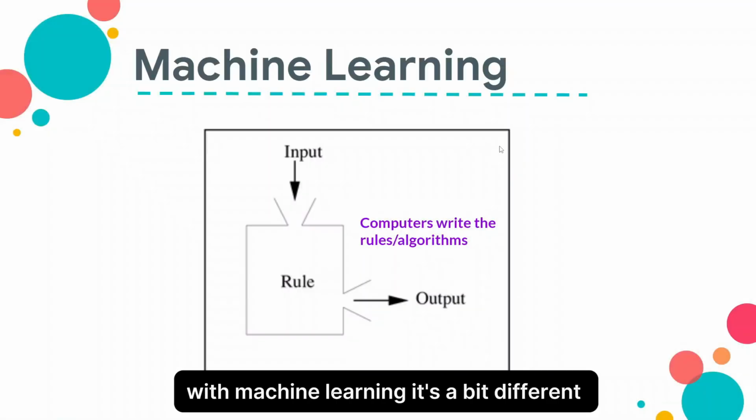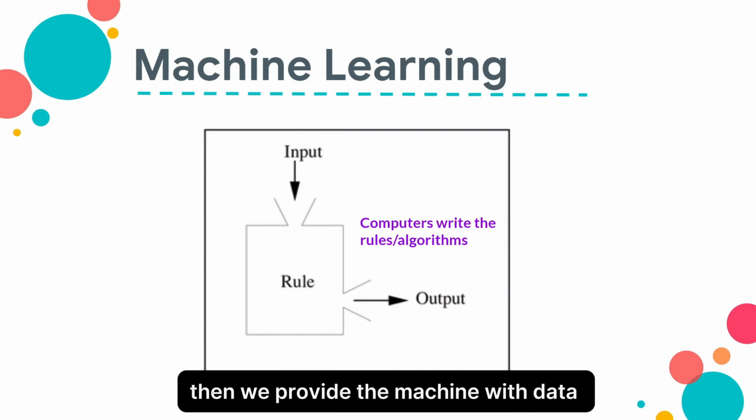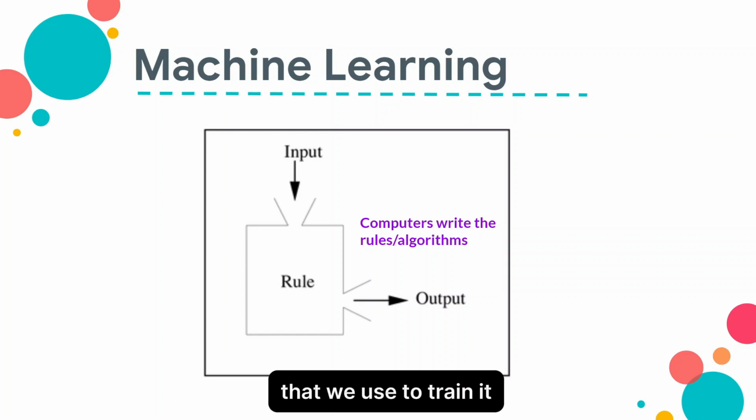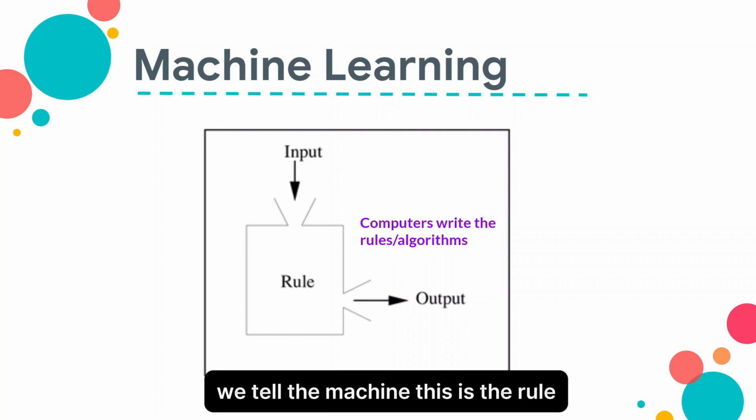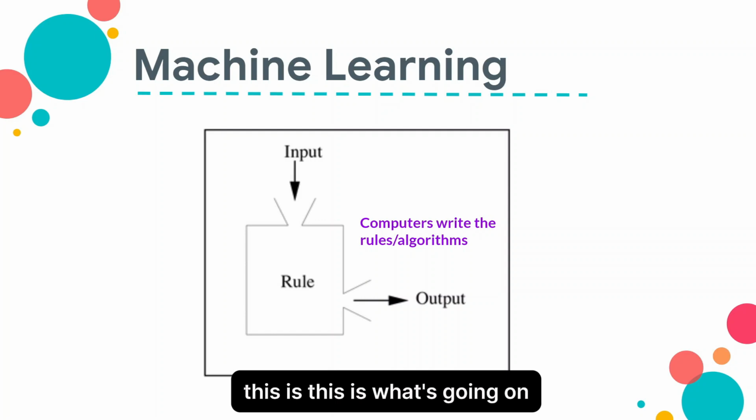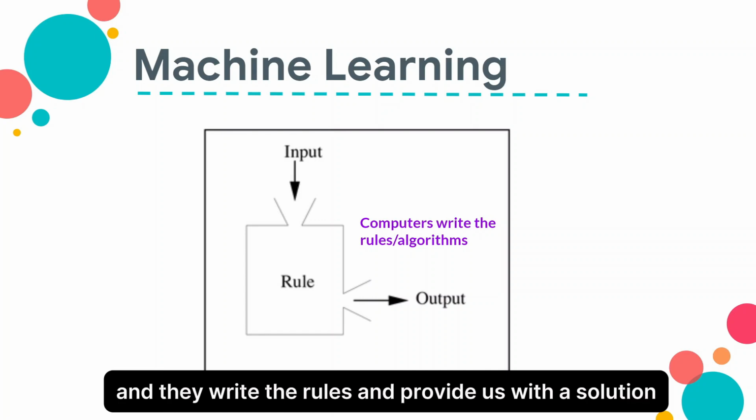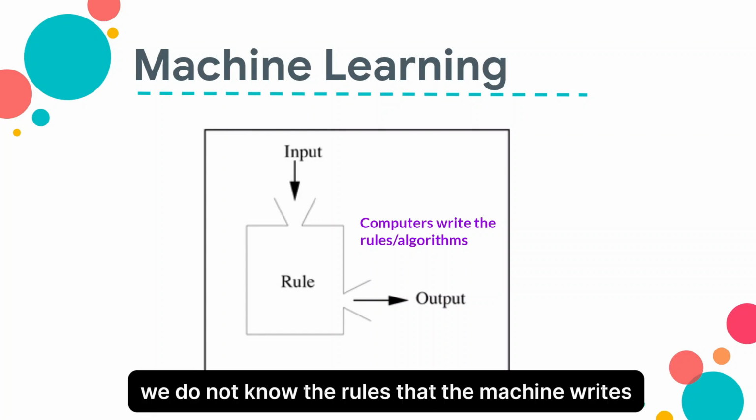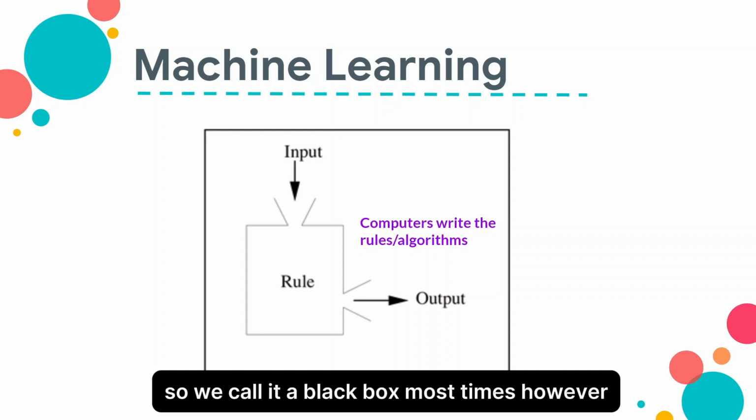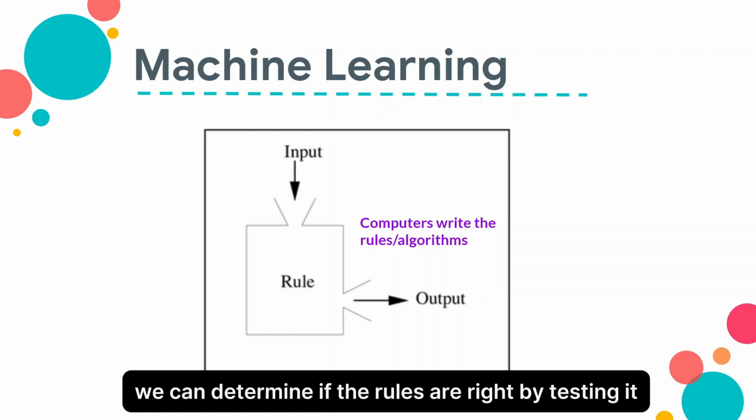However, with machine learning, it's a bit different. We study the problem, then we provide the machine with data that we use to train it. We tell the machine this is the rule, this is what's going on, and then the machine goes ahead and writes the rules and provides us with a solution. We do not know the rules that the machine writes, so we call it a black box most times. However, we can determine if the rules are right by testing it.